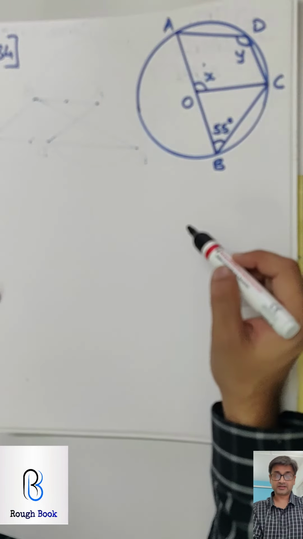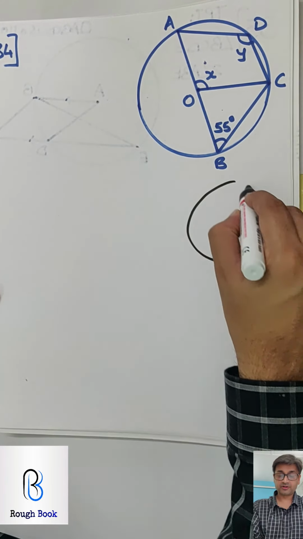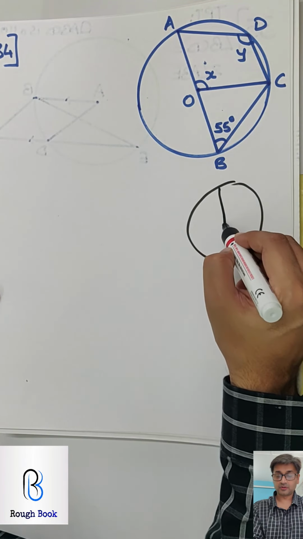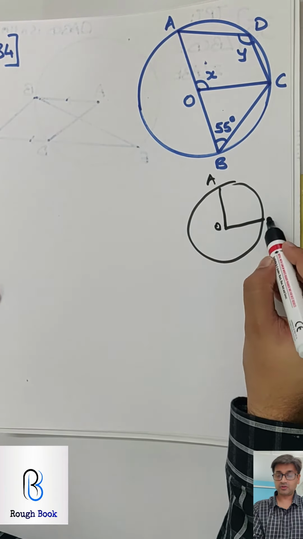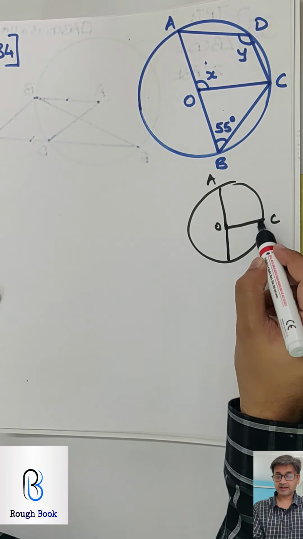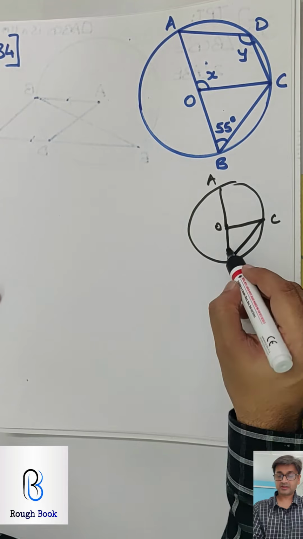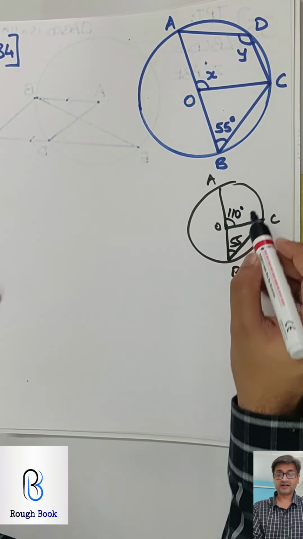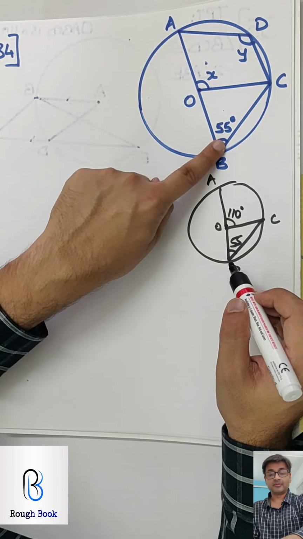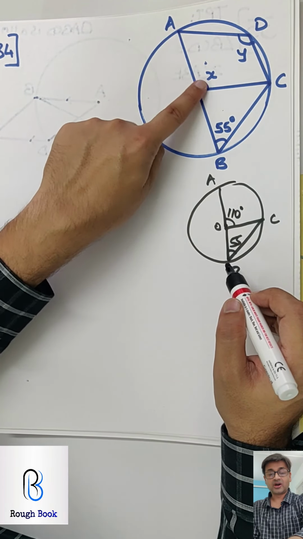So how will you get x? Okay, while I draw the diagram, let's see if you can get any clue. This is the angle at the center, AOC and ABC. This is 55. Oh, you got it? Did you say this is 110? Angle at the center double the angle on circumference, so 110.